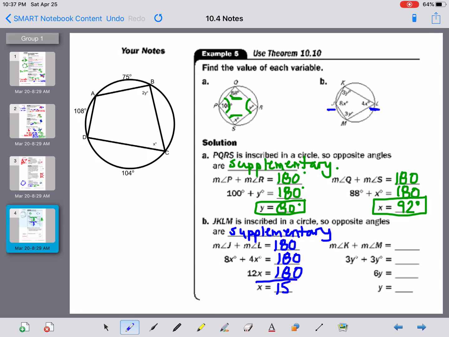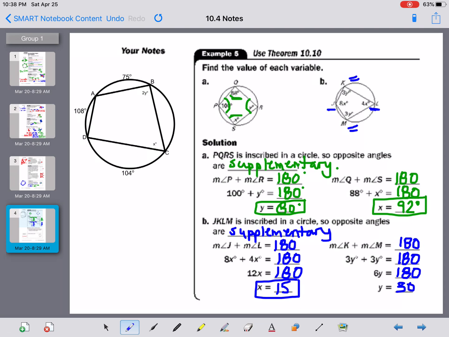Now another one, I have angle K and angle M, and they are across from each other, so they're going to be supplementary. They're going to add up to 180. Both of them are 3y, so 3y plus 3y equals 180. 3y plus 3y is 6y equals 180. And dividing by 6, little calculator help. Josiah, you out there? I could use your help. All right, and divide by 6, and y equals 30.